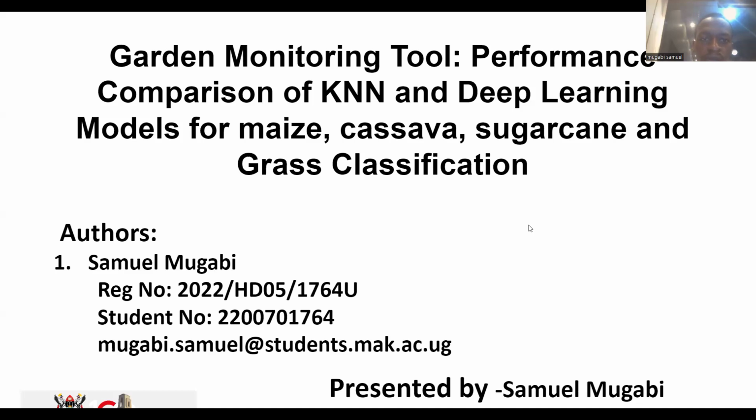My name is Mugabe Samuel, and I'll be taking you through our end of semester presentation for the computer vision class project, which is mainly about a garden monitoring tool, comparing the performance of KNN models and deep learning models for classification of maize, cassava, sugarcane, and also the grass that is in the pictures. I'll be the one presenting.